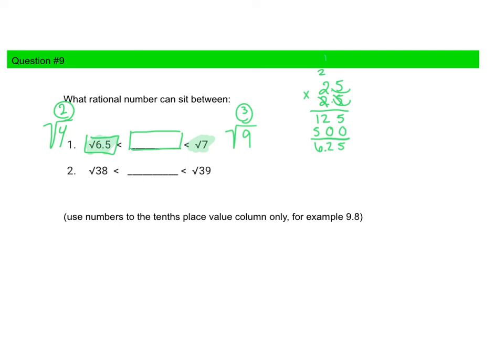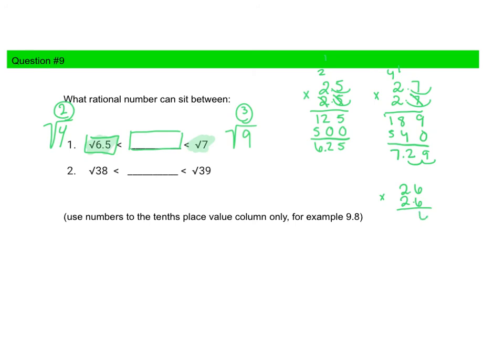So I'm going to try maybe 2.7. Skipped a couple. And we'll see if this one works. 7 times 7, 49. 7 times 2, 14. Plus 4, 18. Space holder. 2 times 7 is 14. Carry the 1. 2 times 2 is 4. Plus 1 is 5. Add these up. 2 spaces in. This one's too big. So I'm going to try 2.6. It's crazy how one little decimal place can change the number so much.